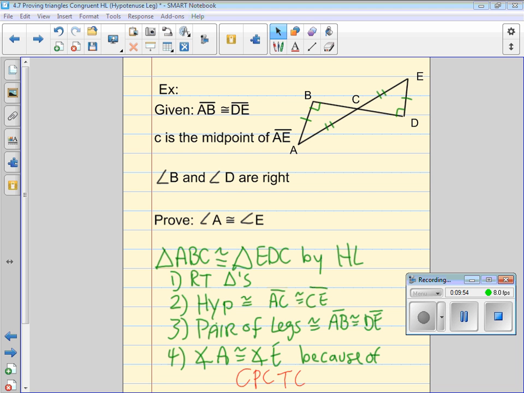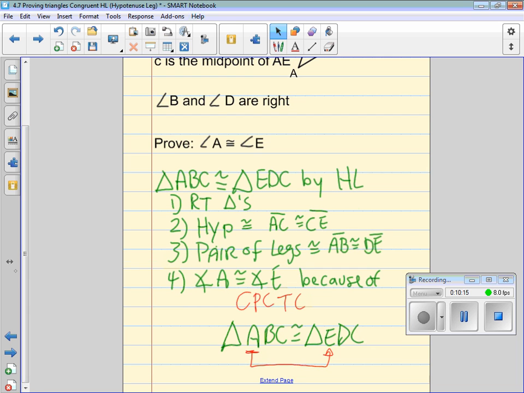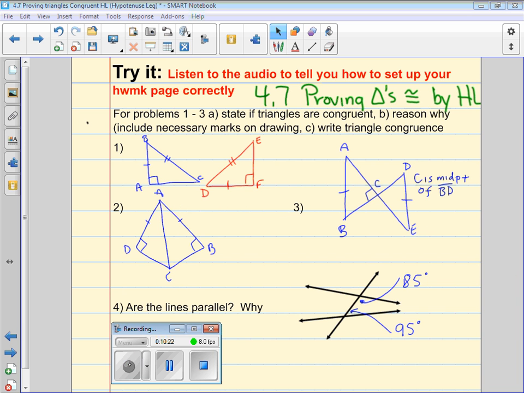So let's go through the three things. They're both right triangles. That's number one, because there's a right angle there. Number two, hypotenuses are congruent. AC is congruent to CE. A pair of legs are congruent. AB is congruent to DE. And so now I know the triangles are congruent. Last line, angle A is congruent to angle E because of CPCTC. And if you take a look at the congruent statement, you can see angle A corresponds to angle E. All right, I hope that logic makes sense to you.